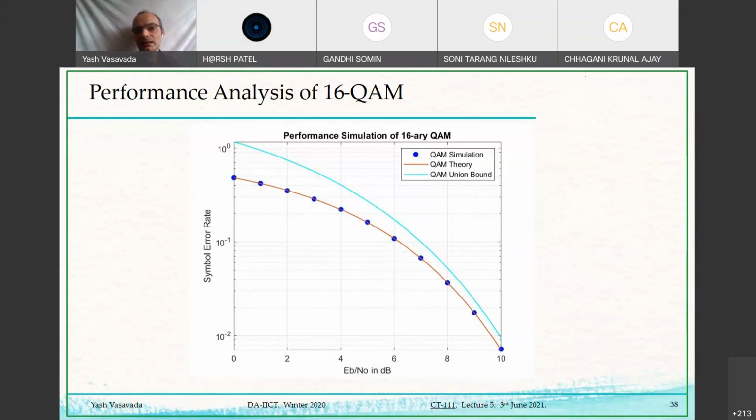But you will see that if I do this union bounding, at least as the SNR goes high, I get an answer which is pretty good. I mean, I get performance through that union bounding which is close to the real performance. The real performance can never be worse than this light blue line. It is always better.